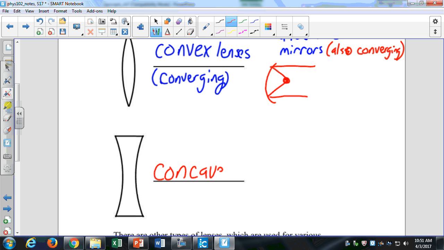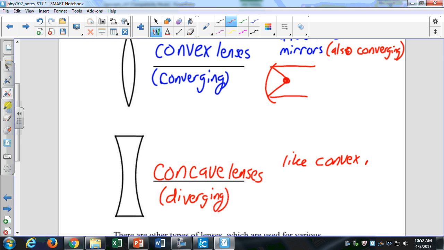These are called concave lenses. Concave because they sort of cave in. And these are diverging devices. These are like convex mirrors. And if you remember with the convex mirrors, you have light that comes into them and they diverge. And diverging or concave lenses will do a similar thing. They'll cause light to diverge.